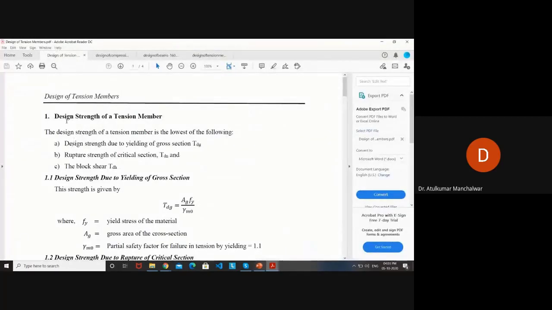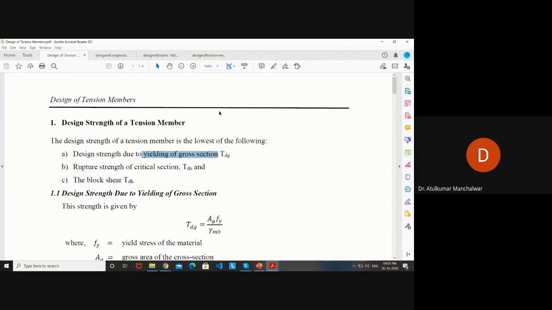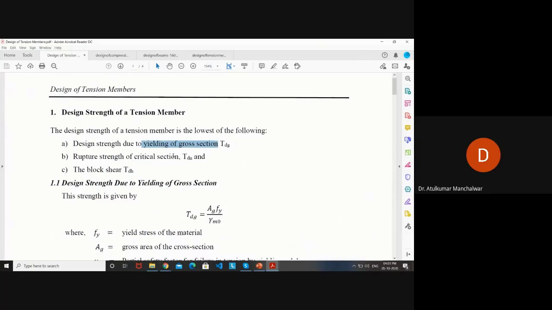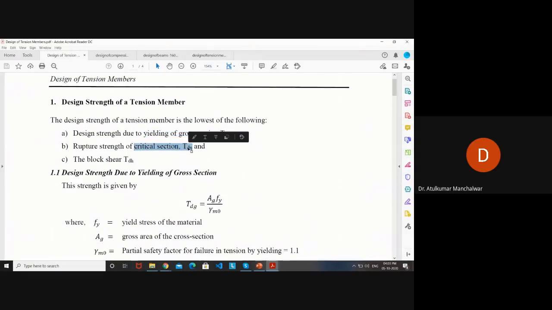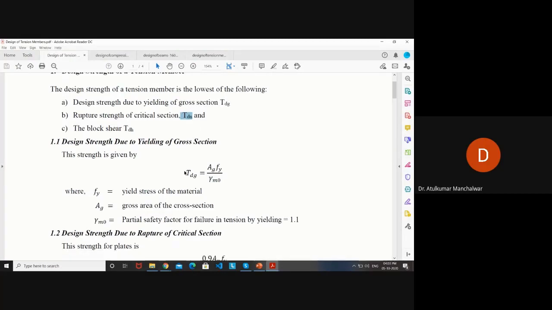So design strength of tension member. Just now we have seen that is yielding of the cross section. Then the rupture strength, critical section strength. Okay. Then block shear. These three things we need to check, and all these three will be greater than the applied given load. Okay. The formula again I applied here.